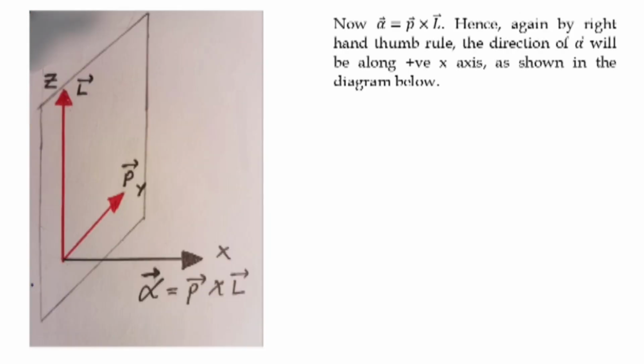Now the angular momentum and the linear momentum are shown in the diagram. Both of them are going to be in the vertical plane. The linear momentum is along the y-axis and the angular momentum is along the z-axis. Now if we do the cross product P cross L, we have to do it by the right hand thumb rule. We have to rotate our forefingers from P towards L, and we will see that our thumb will be pointing in the direction of the x-axis, and that will denote the direction of the alpha vector, which is P cross L. So the direction of the alpha vector is going to be along the positive x-axis.